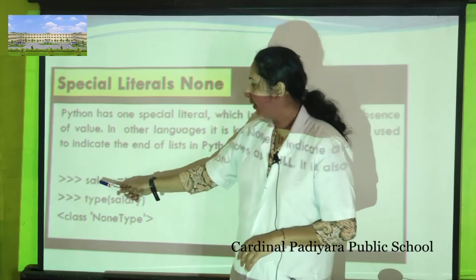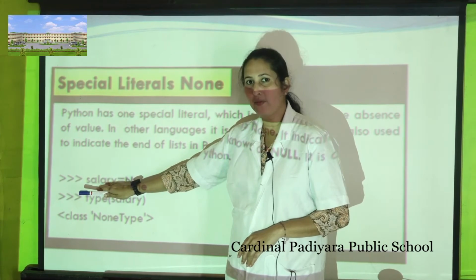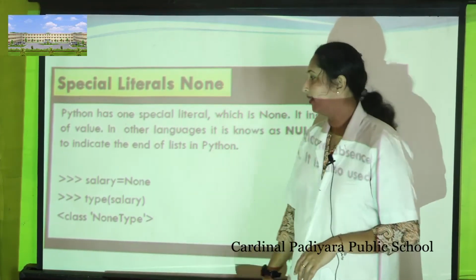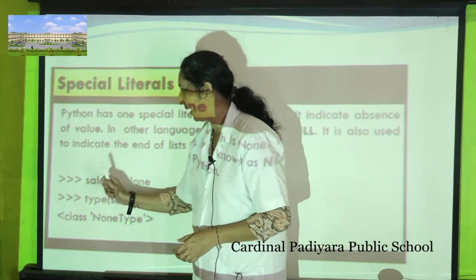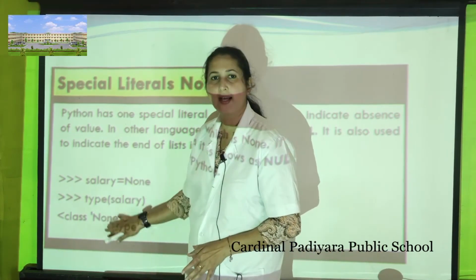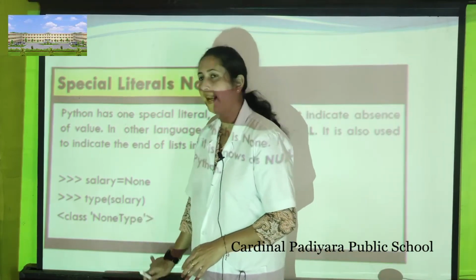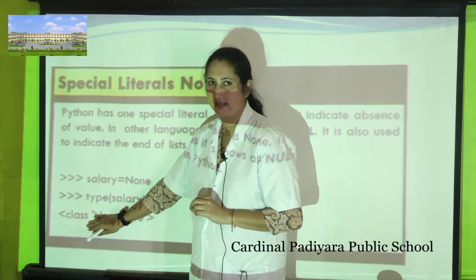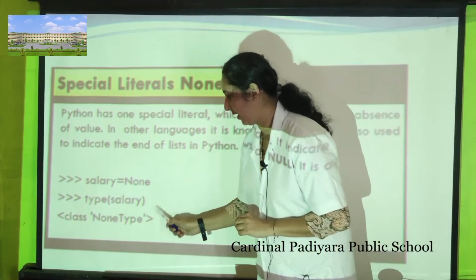Here the variable name is salary. We assign salary equal to None, and you have to find the type of this variable. Type of salary, you get the output as None. So the data type you have to find, then we get the output as NoneType.